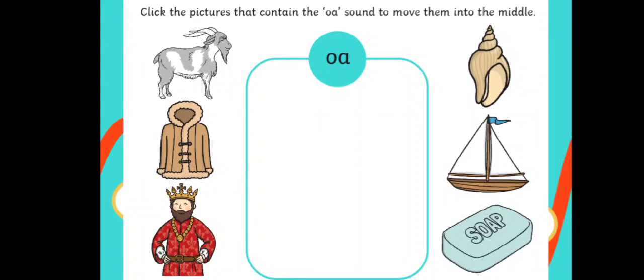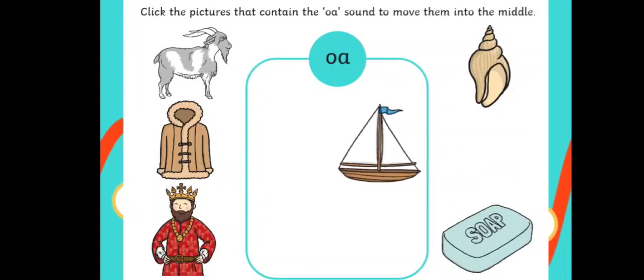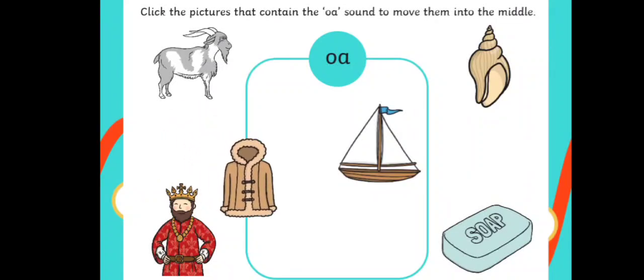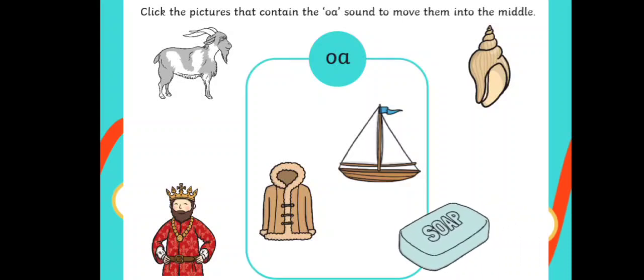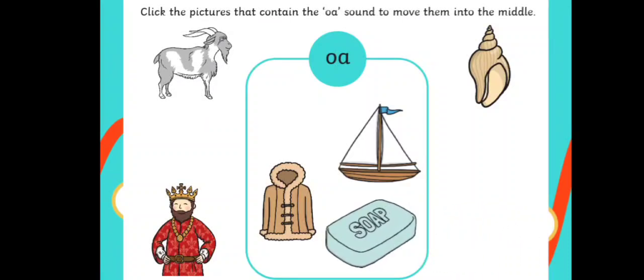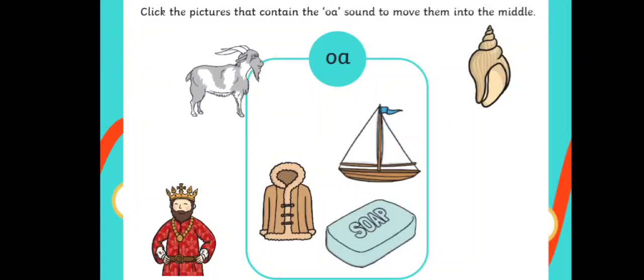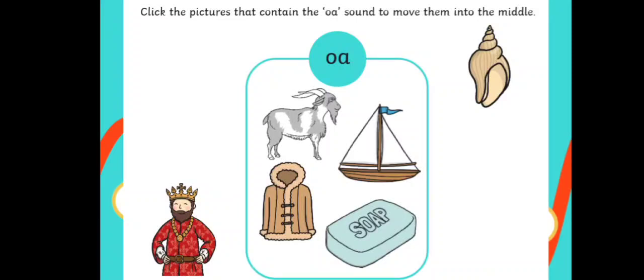Activity number 3. Click the pictures that contain the O sound. We have lots of pictures here and words that have O sound. We have boat, coat, and this is soap, and the last picture is goat.